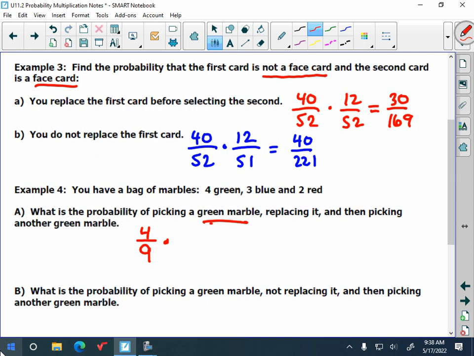So we're multiplying. We put that green marble back in the bag and we want to pick another green marble. So it's the same probability, 4 ninths. All right, and then we can multiply those together. It's 16 over 81.